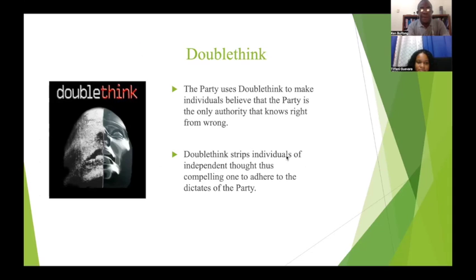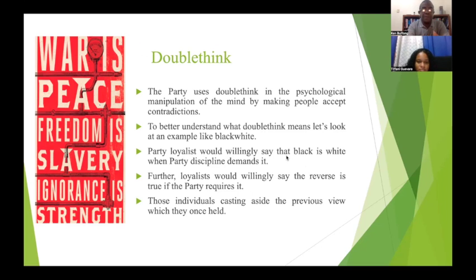Doublethink. The party uses doublethink to make individuals believe that the party is the only authority that knows right from wrong. Doublethink strips individuals of independent thought, thus compelling one to adhere to the dictates of the party. The party uses doublethink in the psychological manipulation of the mind by making people accept contradictions.